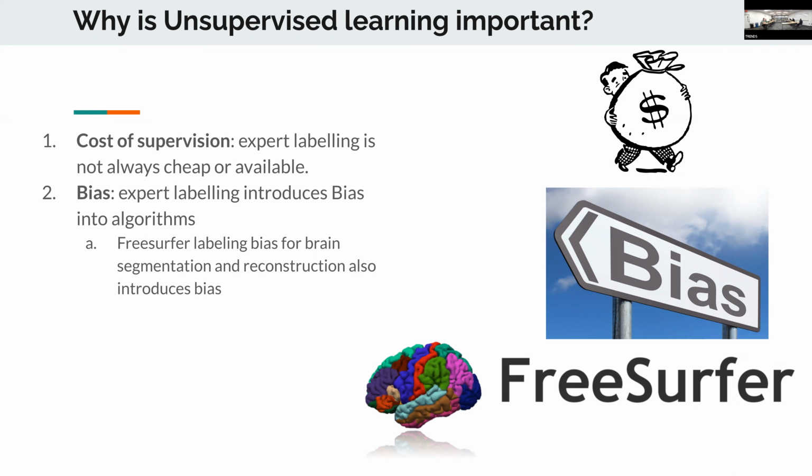Why is unsupervised learning important? There's a lot of answers to this question, but the ones that stand out to me are basically the cost of supervision. Expert labeling is expensive and not always present, and there's also the bias of the expert labeling. A lot of the methods I'm working on for surface reconstruction use FreeSurfer labeling, so whatever biases are in FreeSurfer's algorithms will also be part of the training set. But when humans are doing the labeling, there are definitely biases too. If you can get away from that, that might improve the viability of your algorithm.